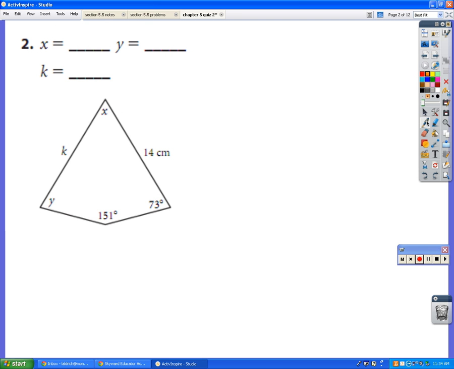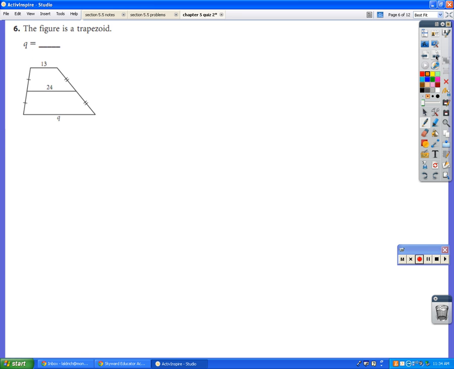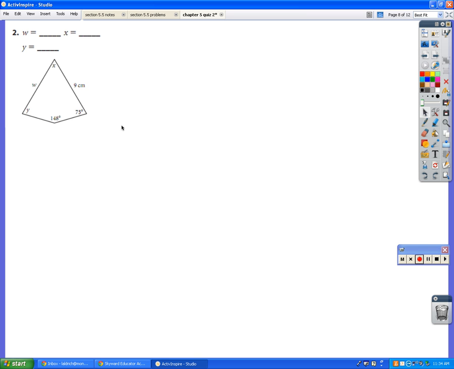So number 2, they tell you this is a kite. So you know that if this is 14, what's K? 14. Also 14. Then if this is 73, what's Y? 73. And what do these 4 angles have to add up to? 360 degrees because it's a quadrilateral, so that means that x is 63 degrees. Okay. All right, same thing on the other quiz form.